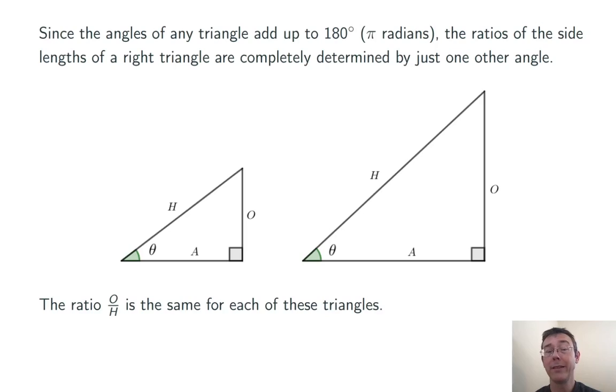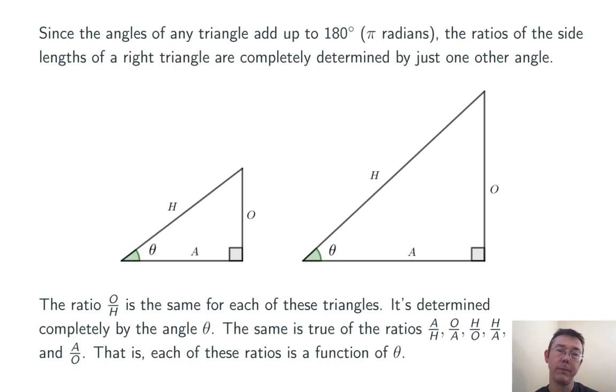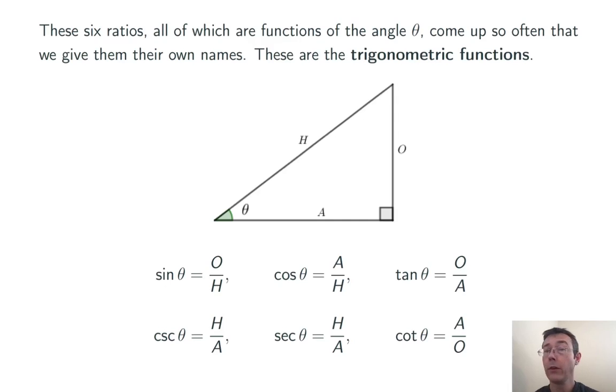Now, once we've specified theta, the ratio O over H is going to be the same for either of these triangles, and in fact for any similar triangle with these angles. The same can be said for A over H, O over A, and so on. 6 ratios in total. Each one of these depends completely on theta, and so we can view each of these ratios as a function of theta. These functions, these trig ratios, come up so often that we give each one of the 6 trig ratios its own name. These are the fundamental trigonometric functions.